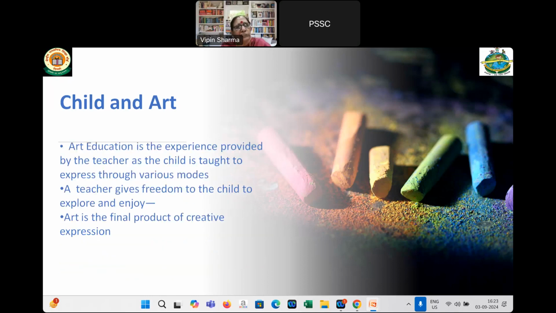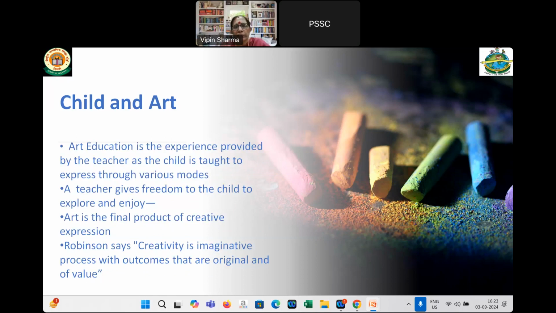Art education is the experience provided by the teacher. Here the role of the teacher is important. Don't simply tell him to draw whatever. Tell him, give him some guidelines. The child needs some guidelines and let him think. Or sometimes let the child experience. Express through various modes, maybe music, maybe dance, maybe drawing.